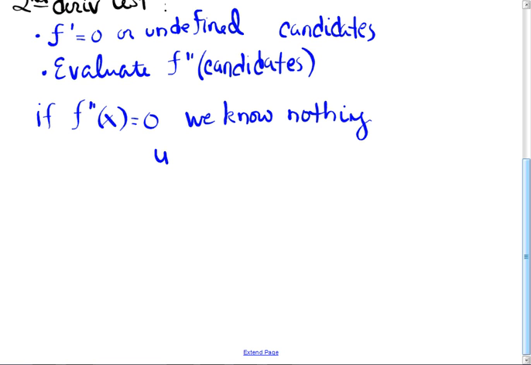Let's take y equals x to the 4th. Do you guys know what that looks like? It's like a parabola, but, sorry, there's a lip in my board. So it's concave up, right?